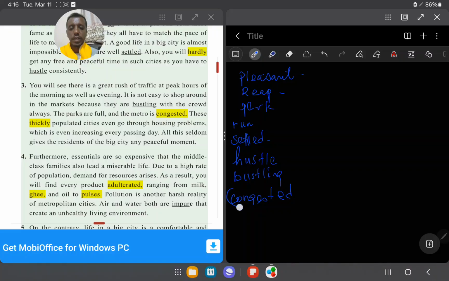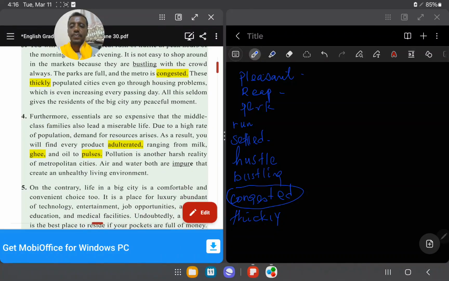Congested, uniquely, is not in the form of a question, so we will see it. Thickly, what does thickly mean? Thick, for example, if we say thickly populated, what do we mean? Thickly populated cities even go through housing problems, which are increasing every passing day. All this seldom gives the residents of the big city any peaceful moment.